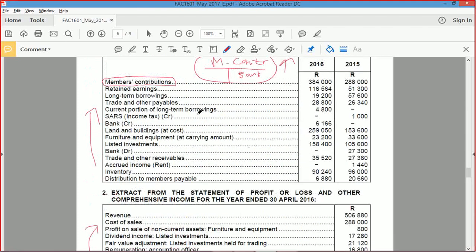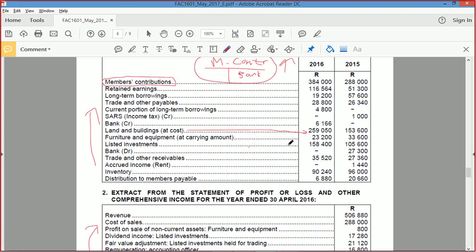So now we go to the question and we look for land and buildings. Where's our land and buildings? There's our land and buildings. Did it go up or down? Went up. Okay, so if it went up, what does that mean? Inflow. No, how can that be an inflow? It's bought, so that's an outflow. Exactly. If you're buying land and buildings, there's going to be an outflow of cash. Operating, financing, investing?